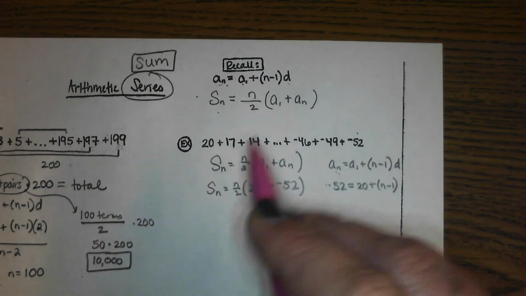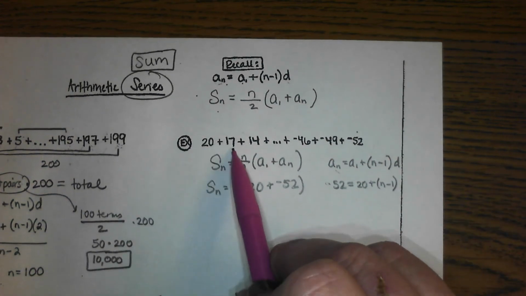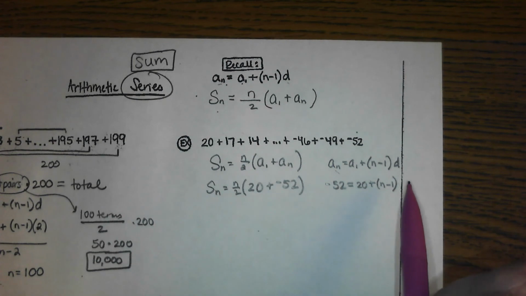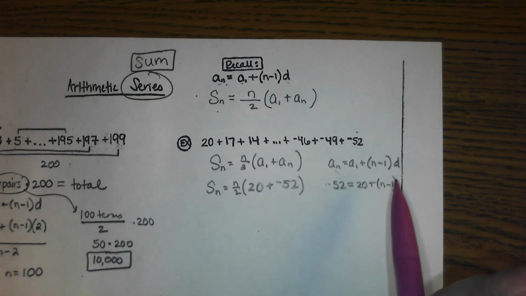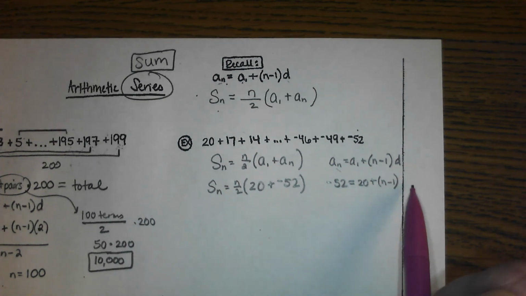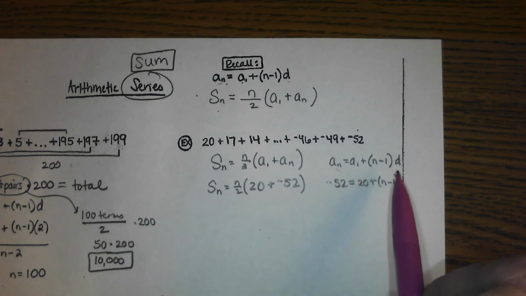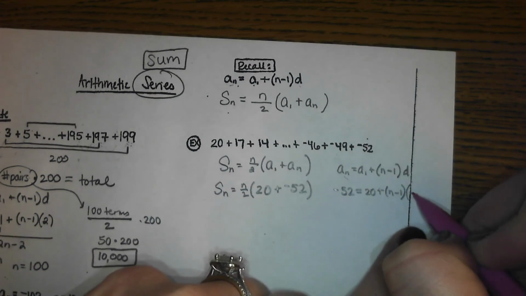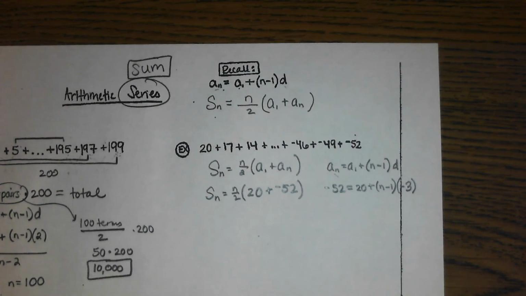Look at the pattern. What's the common difference getting us? Negative 3. Now, don't just write minus 3, because it's not plus d, it's times d. So it's times a negative 3. Make sure you put that d in parentheses so you remember to multiply it.